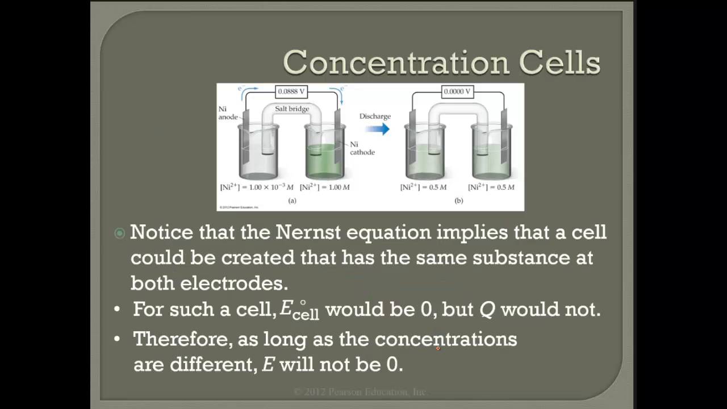Notice that the Nernst equation implies that a cell could be created that has the same substance at both electrodes. So here we have nickel at both electrodes, at both the cathode and the anode. For such a cell, the E naught would be 0, but the Q would not. Therefore, as long as the concentrations are different, the E will not be 0.